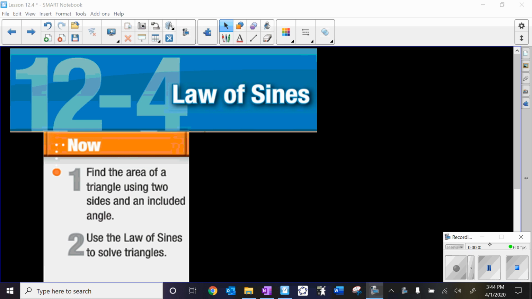Section 4 is going to have us do a couple of things. We're first going to deal with finding the area of a triangle using two sides and an included angle. And then we're going to look at using the law of sines to solve triangles. There is a catch when we use the law of sines in a certain scenario. We're going to call that the ambiguous case that we're going to have to spend some time looking at.